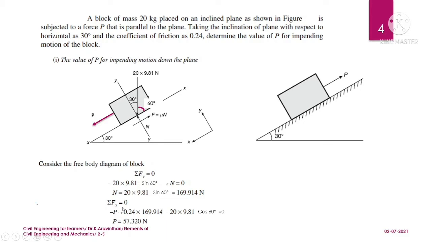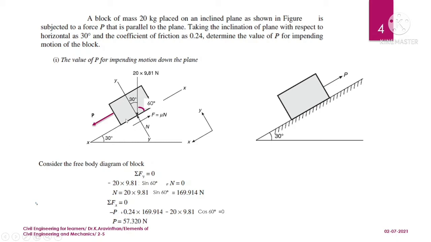If you resolve it horizontally, you have a force P acting on the left-hand side, which is minus P, and on the right-hand side you have F, that is mu N, plus mu, where mu is 0.24 and N we have already found out, so plus mu into N. Another force resolved horizontally acts in the negative direction, so minus 20 into 9.81 into cos 60 degree. If you resolve this, you get 57.32 Newton.